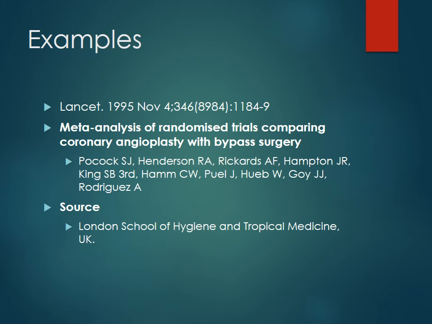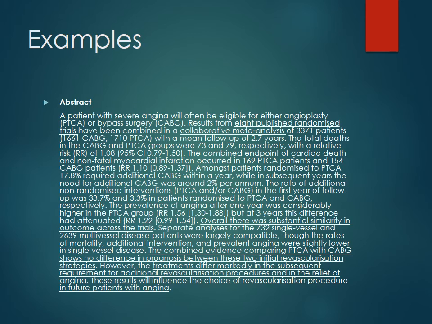Another good example would be one that was in The Lancet, another good journal out there. Meta-analysis of randomized controlled trials comparing coronary angioplasty with bypass surgery. The source they were looking at was in the UK. Looking at the abstract, again, we don't want to judge articles just based off the abstract, but basically they said patients with severe angina will be eligible for either angioplasty or bypass surgery. And what they looked at was results from 8 published randomized trials.